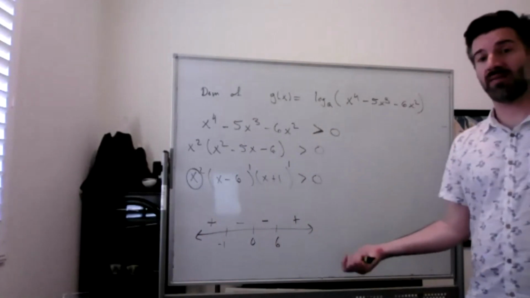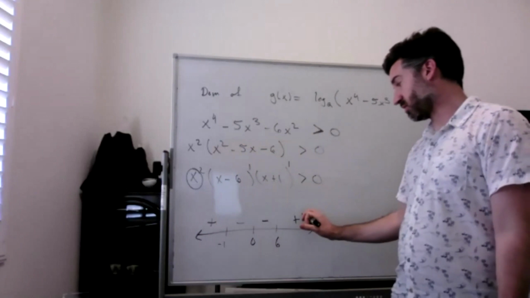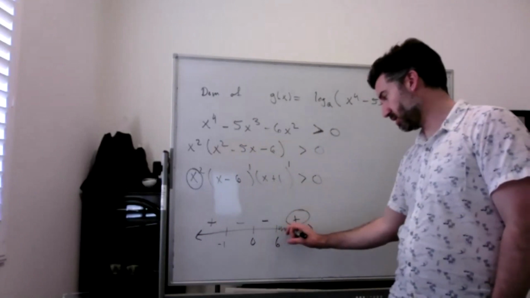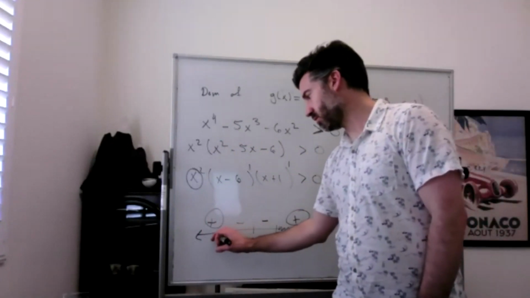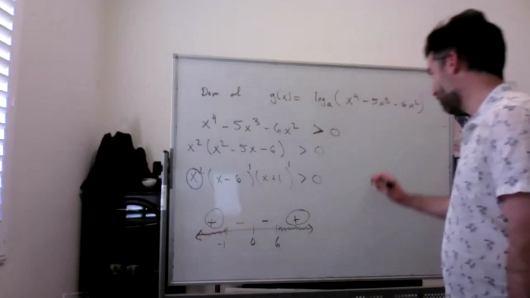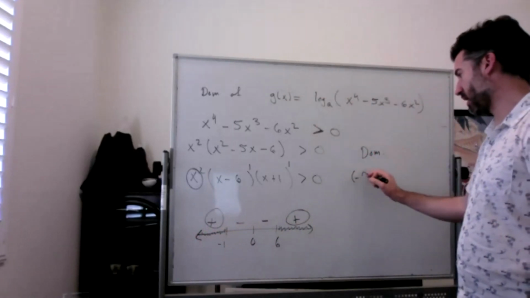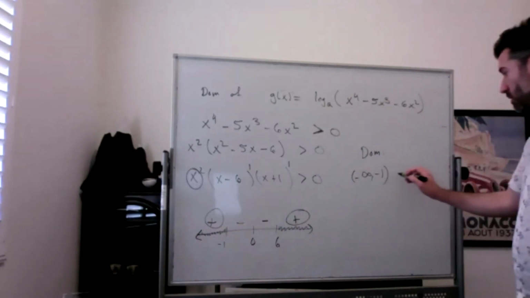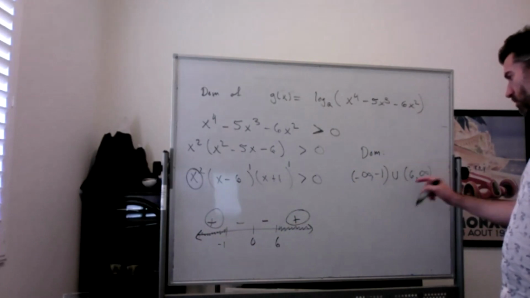So back to the question, we want to know when this is greater than 0. Well, it's greater than 0 when it's positive. So it's greater than 0 in this interval and in this interval. So my domain here would be everything from negative infinity to negative 1, exclusive, union, 6 to infinity, exclusive.